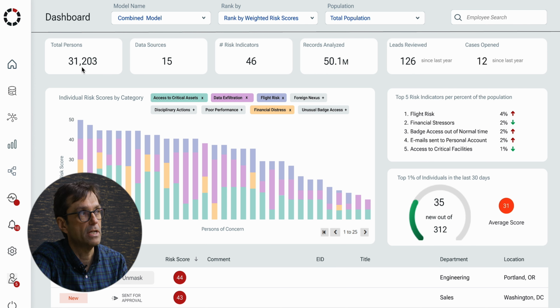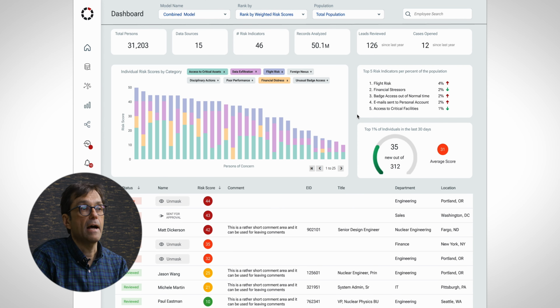So number of individuals that have been assessed, how many data sources, how many risk indicators, over how many records, as well as built-in case management for the insider risk team to use as part of their triage and inquiry process. So identifying number of persons of concern that were reviewed, how many cases were opened, as well as high-level metrics around what are the top risk indicators for that particular population that was being assessed. So this helps in training and awareness to make it more focused, as well as provide you overall visibility. Is the organization mitigating risks over time?